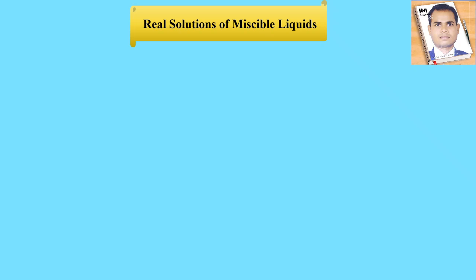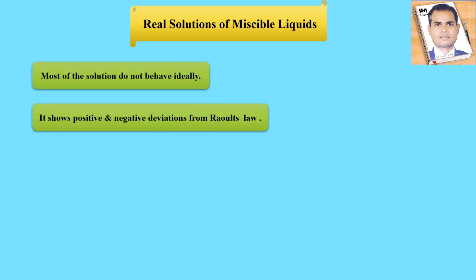In this video lecture we are going to learn about the real solutions of miscible liquids. Most of the solutions do not behave ideally, right? And they show positive and negative deviations from Raoult's law. We have seen about Raoult's law.